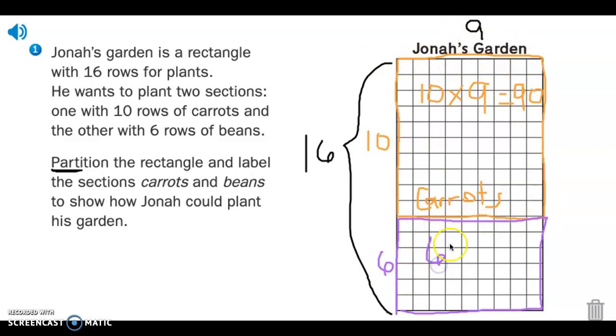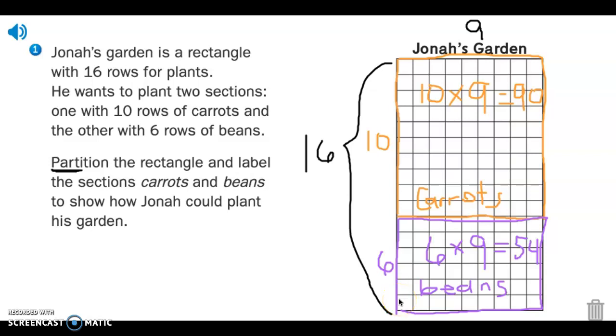So we know 6 times 9 equals what? Oh goodness. Well, if I use a helper fact, 6 times 10 is 60. Then I'd have to take away a 6. So what is 60 minus 6? Oh, that is 54, because 54 plus 6 would get me 60, and that would be 6 times 10, using my helper fact. And I need to label this beans. Okay, so we sectioned them just how you wanted. We partitioned them. We put them in 2 parts. Here's 10 rows of carrots and 6 rows of beans.